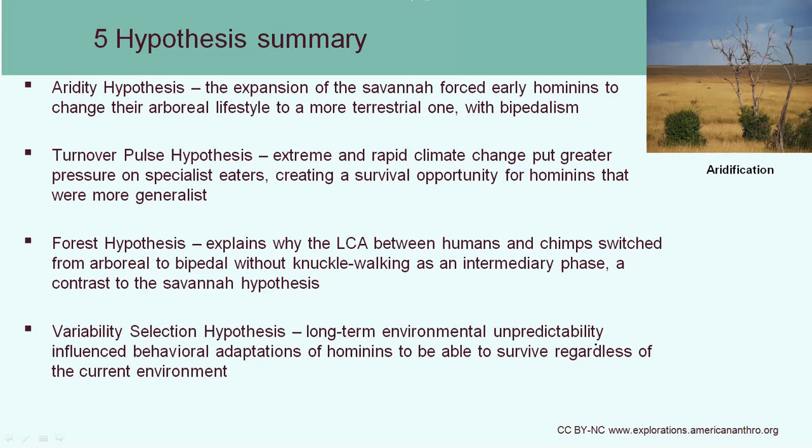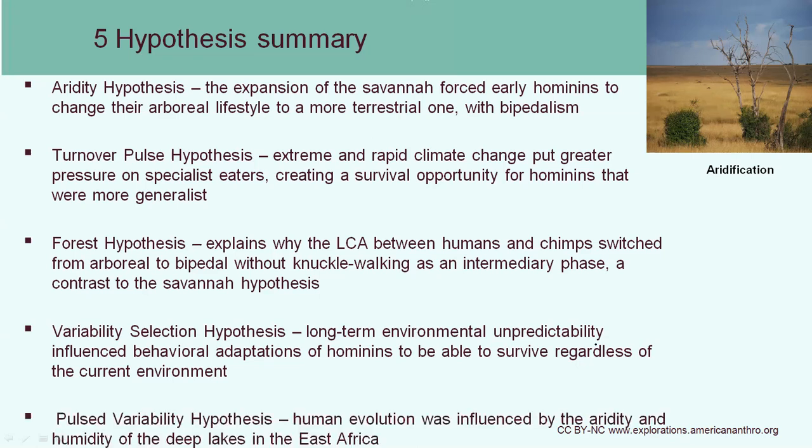And then the last example is the pulsed variability hypothesis, which is that human evolution was influenced by the aridity and the humidity, specifically of the deep lakes in East Africa. So the evidence for this is that quite a few of the fossils of these early hominins are found in East Africa, specifically around these original lakes.